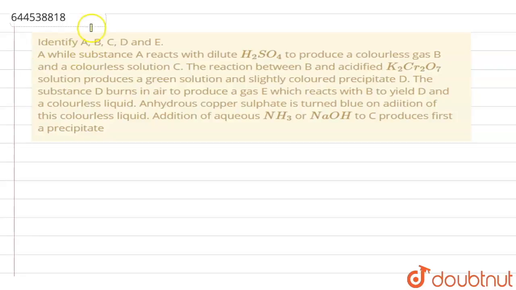Hello students. The question is: identify A, B, C, D, E. A, a white substance, reacts with dilute H2SO4 to produce a colorless gas B and a colorless solution C. The reaction between B and acidified potassium dichromate solution produces a green solution and a slightly colored precipitate D.